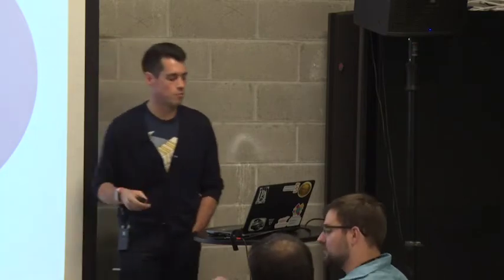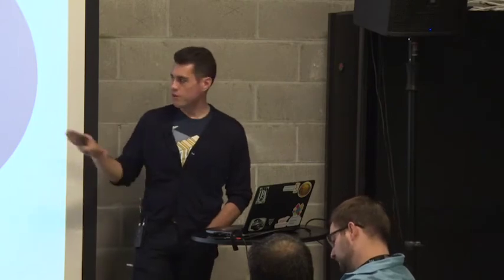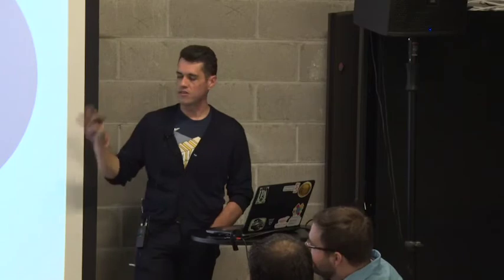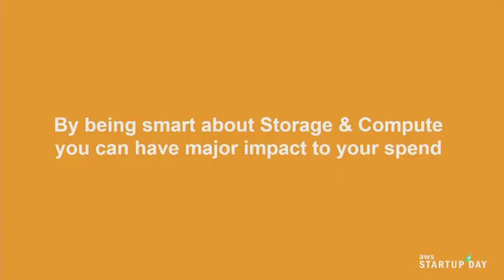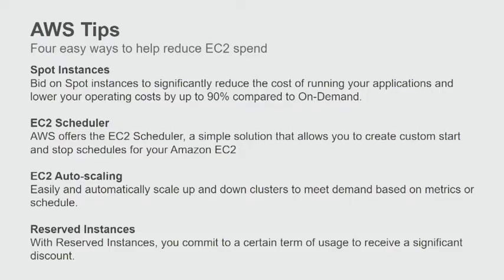For example, on EC2, there are multiple pricing structures, different ways to acquire compute capacity. On S3, there are different ways to store data with different pricing structures. We'll talk a little bit more about that. But generally, 20% of the causes usually result in 80% of the problem. So by being smart about storage and compute, you can have a major impact on your spend. If you just look at EC2 and start there, that's generally the 80% of cost reductions.